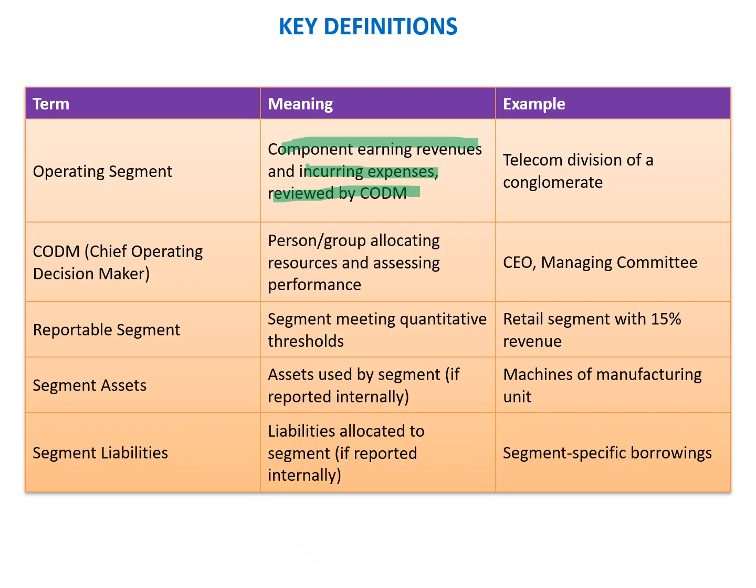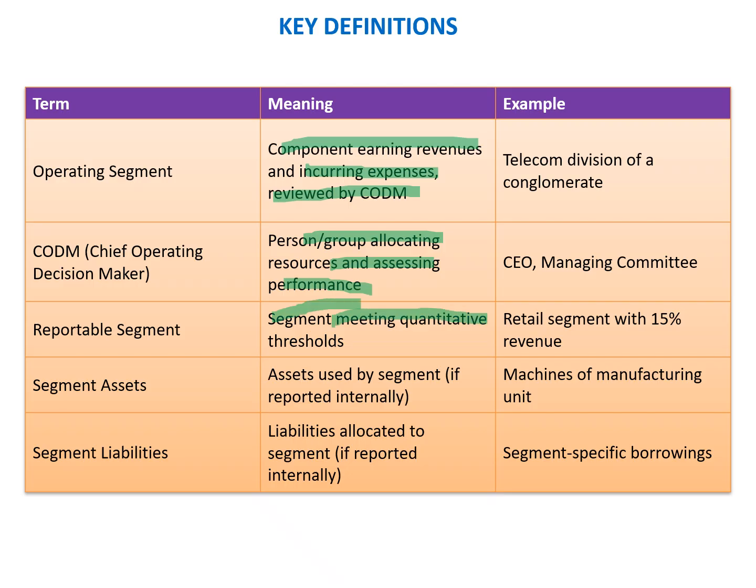When we talk about CODM, the chief operating decision maker, we mean the person or the group allocating the resources and assessing the performance of the operating segment. For example, the CEO and the managing committee, which decides how this particular segment is performing. Then the concept of reportable segment: a segment meeting the quantitative threshold. We'll talk about this in the upcoming slide.